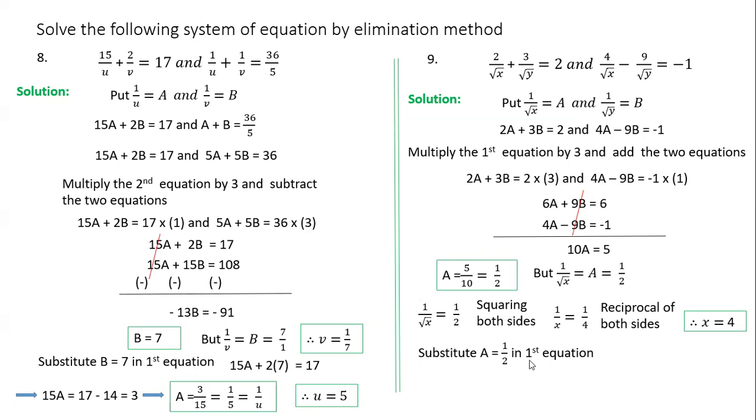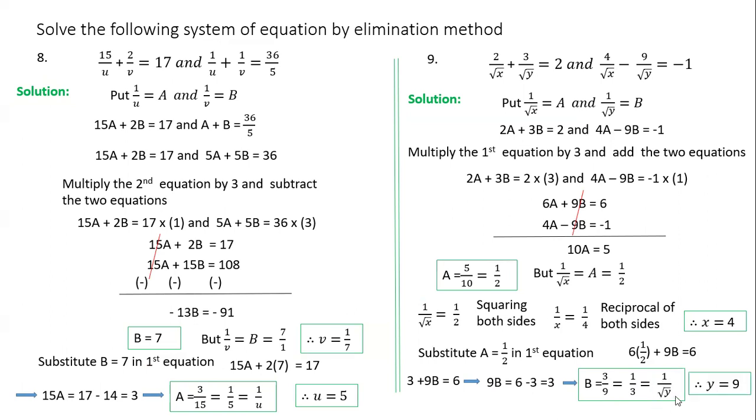Substitute a is equal to 1 by 2 in the first equation. First equation: 6 into 1 by 2 plus 9b is equal to 6. I have taken this directly. So 2 3s are 6, it is 3. 3 plus 9b is equal to 6. And 9b is equal to 6 minus 3 is equal to 3. So b is equal to 3 upon 9 is equal to 1 upon 3, which is equal to 1 upon root y.